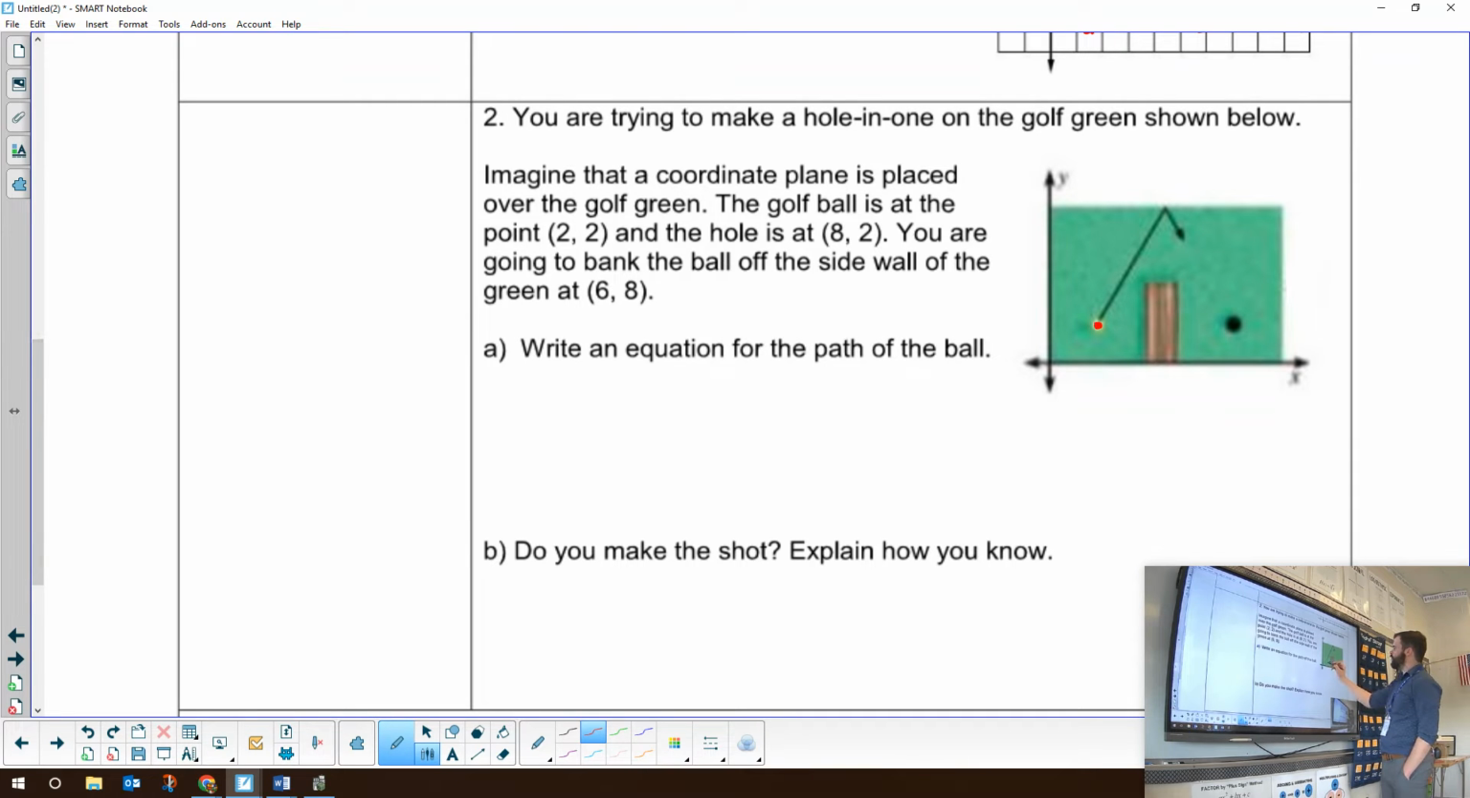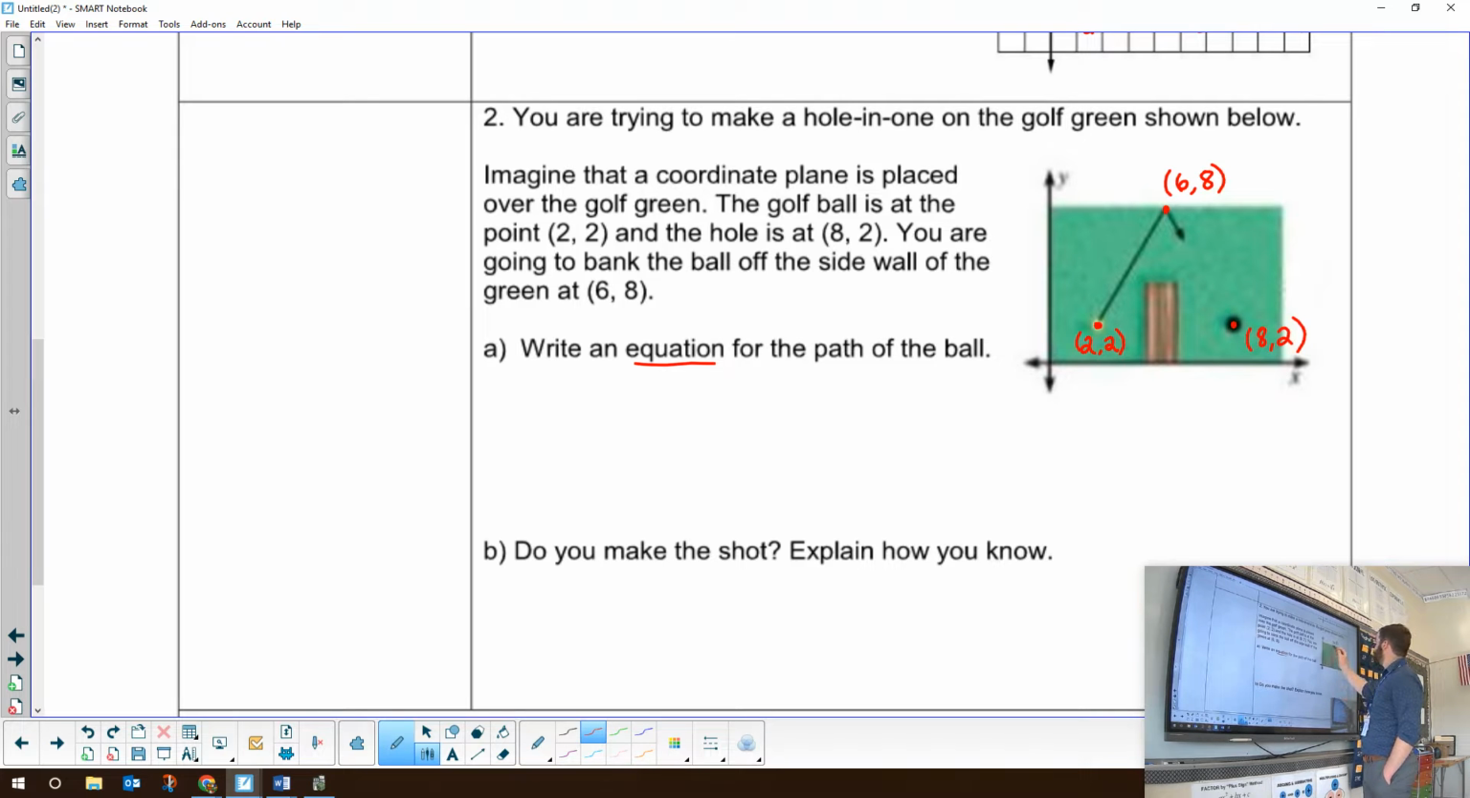points. First off, my ball right here is going to be at 2, 2. Okay, that makes sense. Then the hole over here is going to be at 8, 2, right? So we're going to have our ball, have the hole on the other side, and then at my vertex where it bounces off the wall, we're going to have a point at 6, 8.